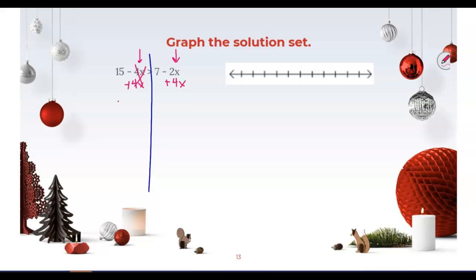All right, let's rewrite it. 15 is greater than 7 plus 2x. Now we won't have to flip that inequality. All right, now we have to undo the 7 and the 2 to get x by itself. So we're going to undo the addition here with subtraction first, making it 8 is greater than 2x. And then we're going to divide by 2.